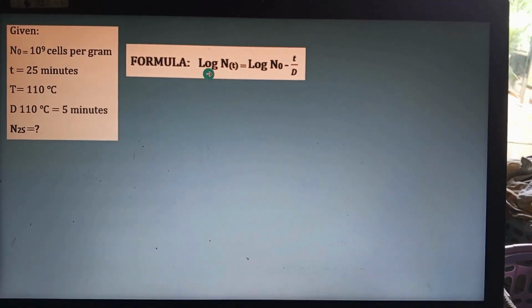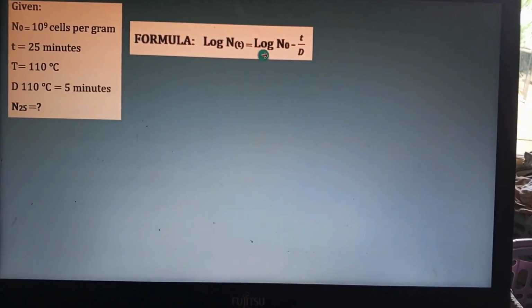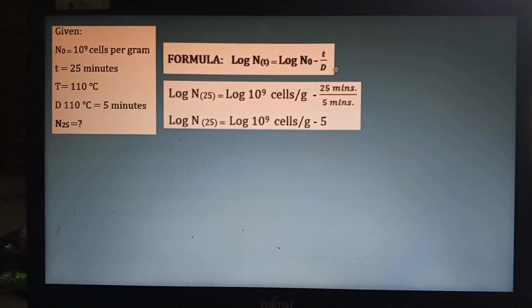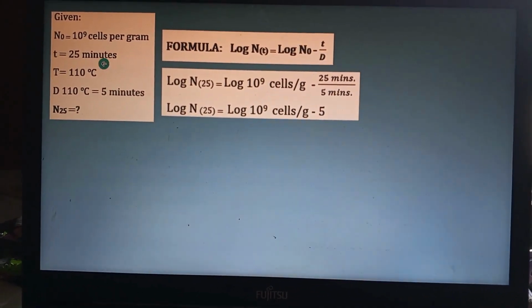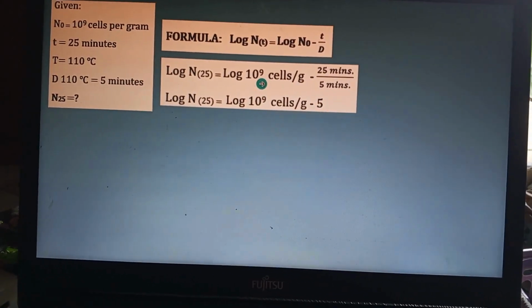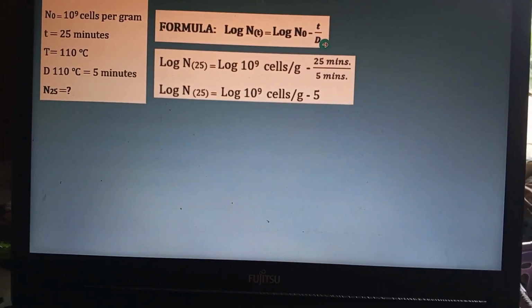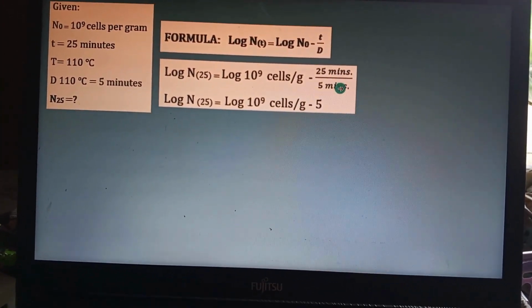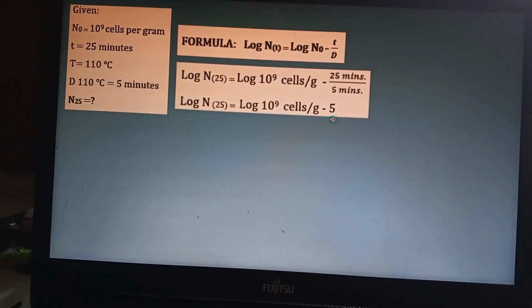So using this formula, log N(t) is equal to log N0 minus t over D. So first, t is equivalent to 25 minutes, and N0 is 10 to the power of 9 cells per gram. Then t is 25, and the D value is 5 minutes. So first divide these two, it will become 5, then cancel out the minutes, it will become negative 5.